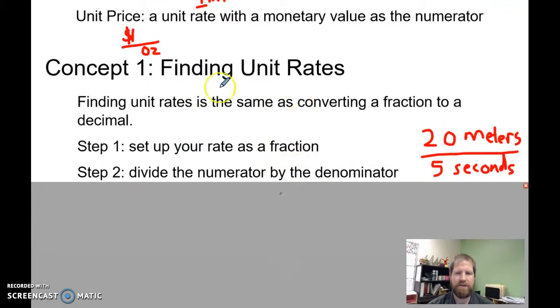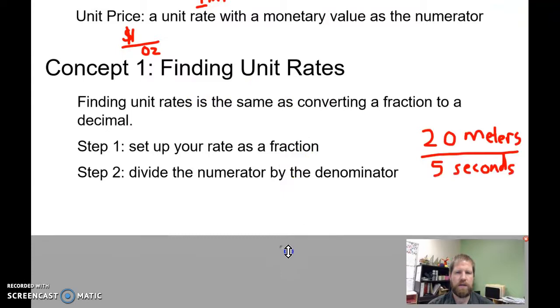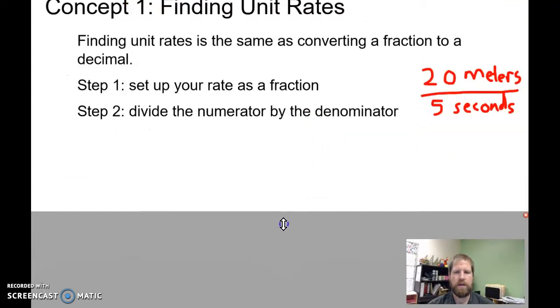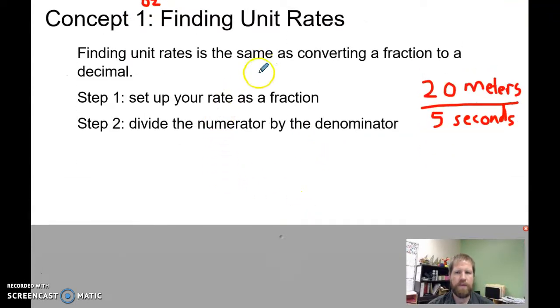Now, to find these unit rates, it is something we've done before. You're basically converting your fraction to a decimal. You're going to set up your rate as a fraction, and then you're going to divide the numerator by the denominator. So this one is pretty straightforward. We can do this one in our head probably.